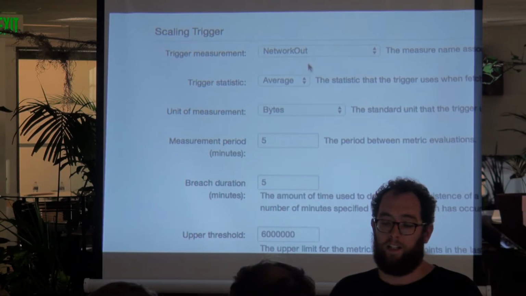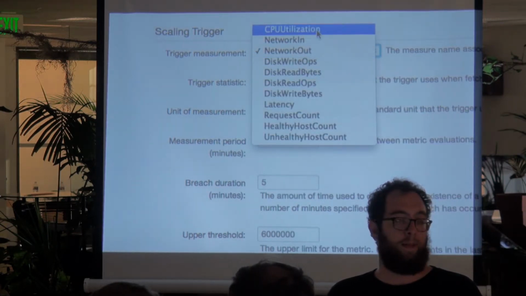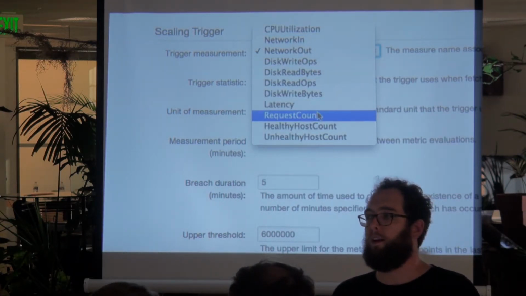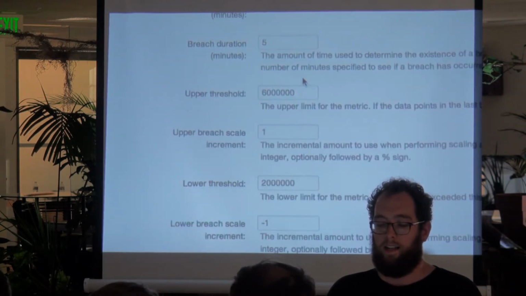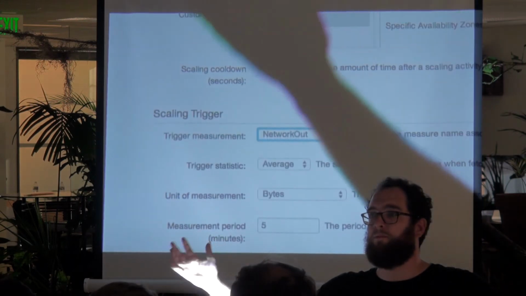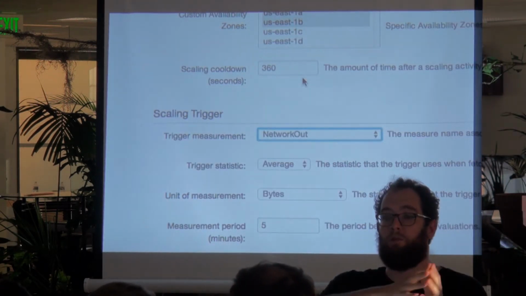Scaling triggers, so we expose a scaling metric. So if you're CPU bound or request bound or whatever your application characteristics are, you define how to scale out, so add capacity, and in to remove capacity.